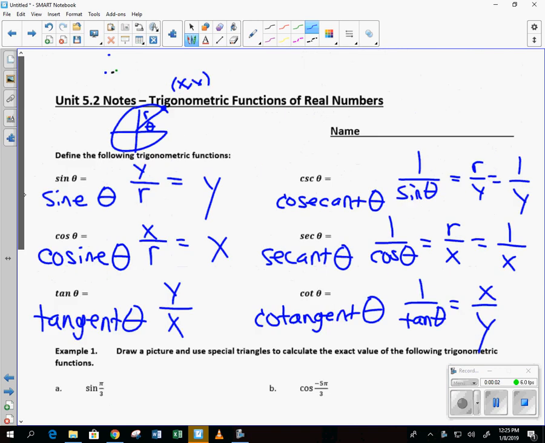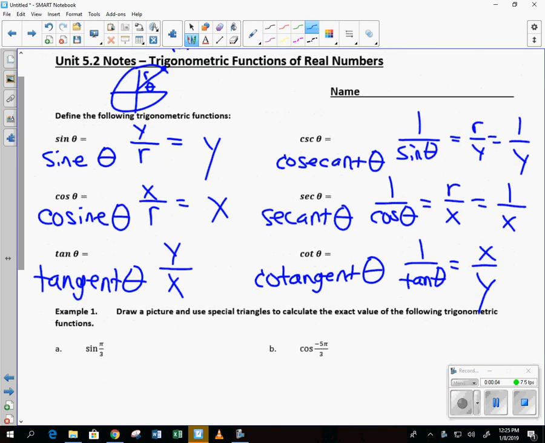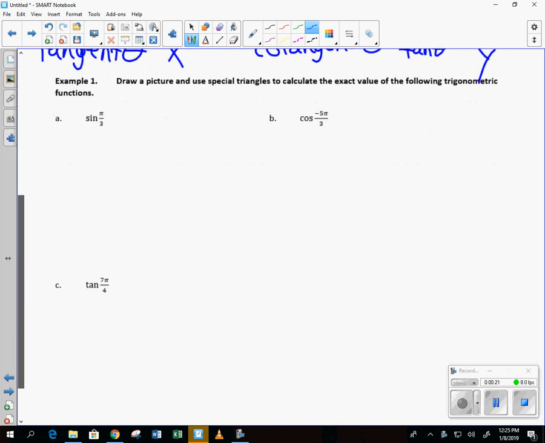Okay, sorry, YouTube Nation. I forgot to give the notes here at the front, but we learned the definitions of sine, cosine, tangent, cosecant, secant, cotangent in terms of a terminal point x, y, and a radius of r, and an angle of theta. And so now what we're going to do is find exact values using special right triangles to calculate the exact values of these trigonometric functions.